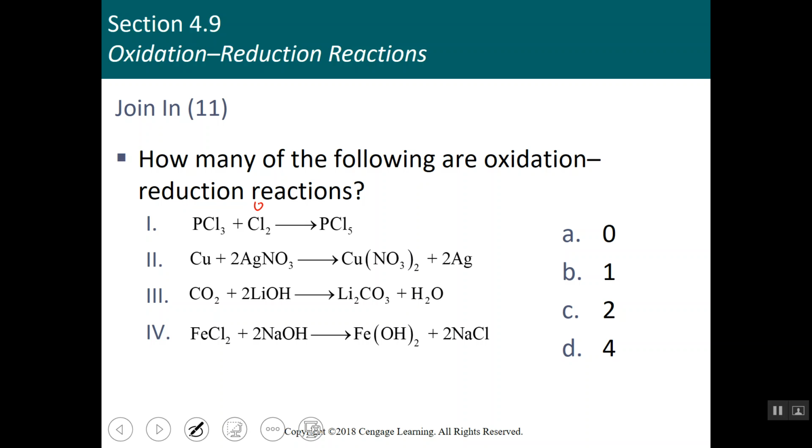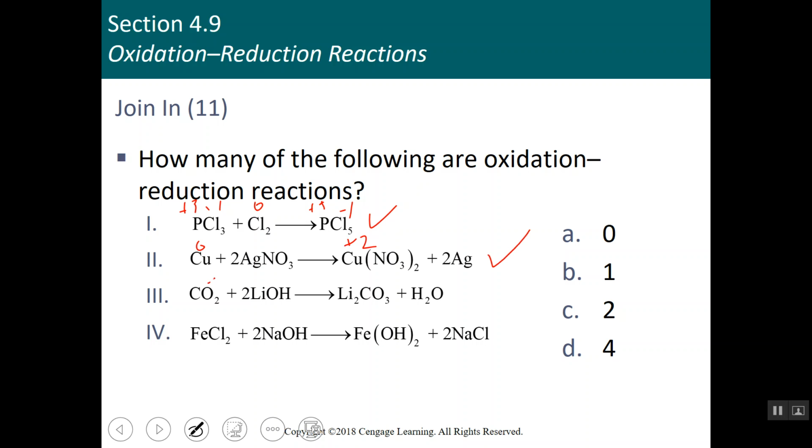In this particular case, that's a 0. Chlorine's a -1, making that a +3, -1, +5, so that one is. In this one, copper is a 0 going to +2, because nitrate's a -1 times 2 makes that +2, so that's an oxidation reduction reaction.